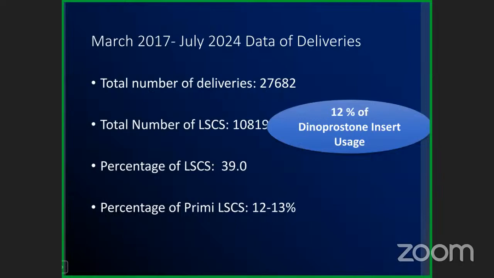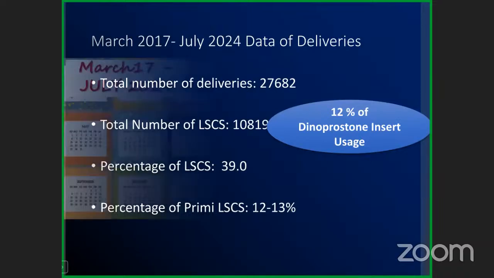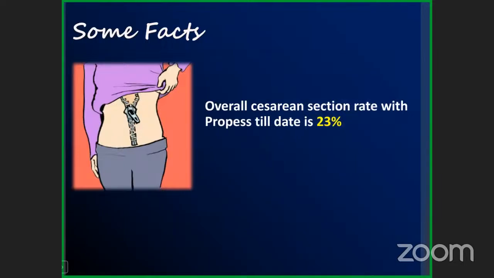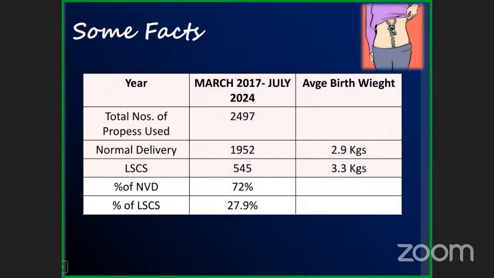Over the last 7 years, we calculated around 20,000 to 27,000 deliveries. The LSCS rate was 39%. However, the percentage of primary LSCS never exceeded 13%. Out of this, in 12% of the patients the insert was used. Overall, till March 2024, we had around 2,500 inserts used. The overall cesarean section rate with Propess till date has been only 23%. That means I could achieve vaginal delivery in almost 77% of the patients.